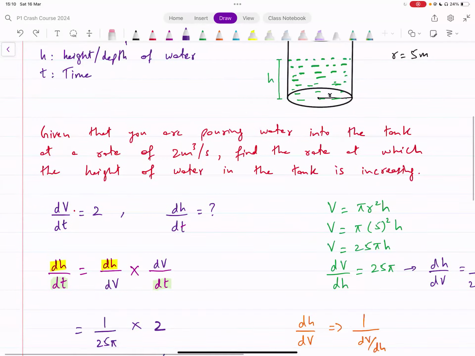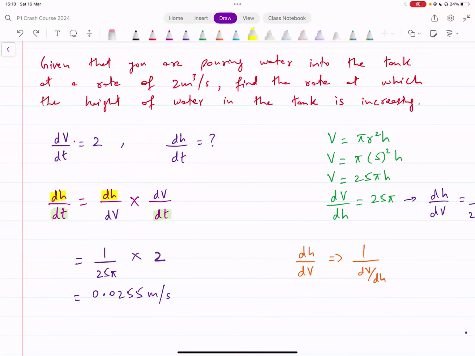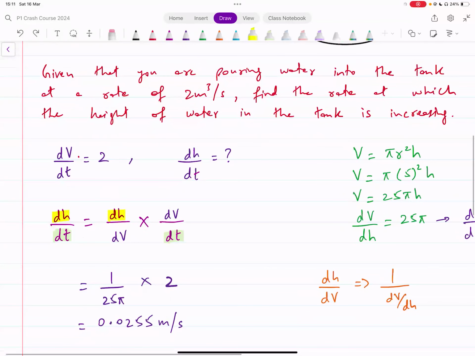Sir, from the statement, how did you get dv over dt equals 2? Okay. You are pouring water into the tank at a rate of 2 meter cube per second. Water is being poured into the tank at 2 meter cube per second. The water is increasing by 2 meter cube per second. How do you measure water? Water is measured as volume, right? So the volume of water is increasing by 2 meter cube per second.